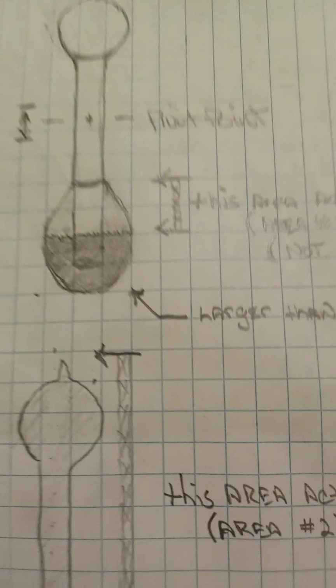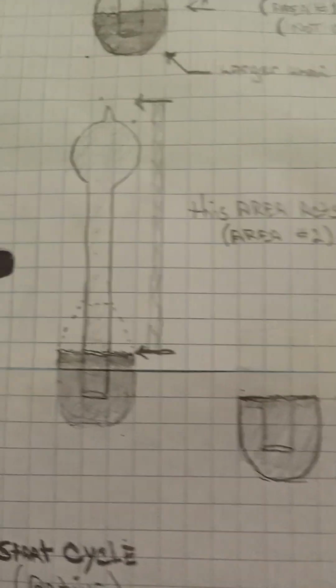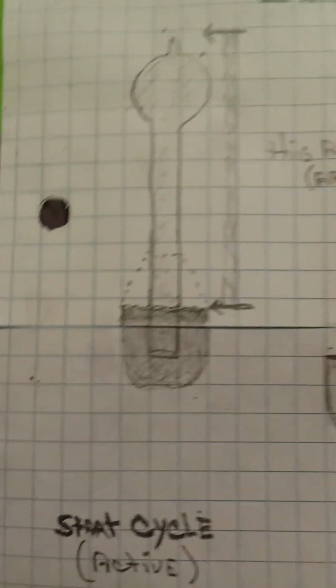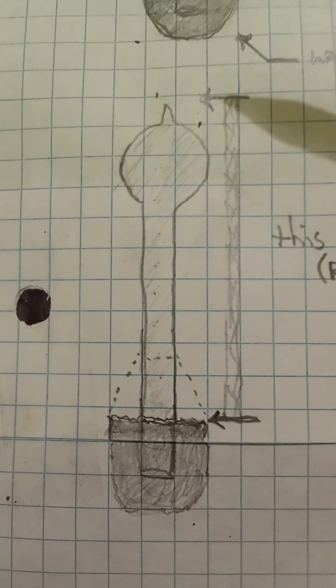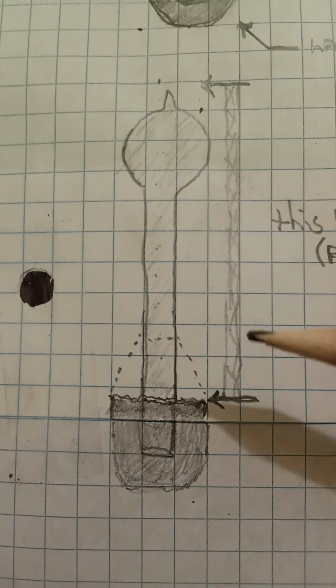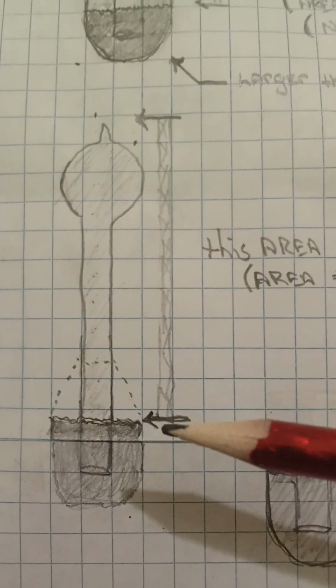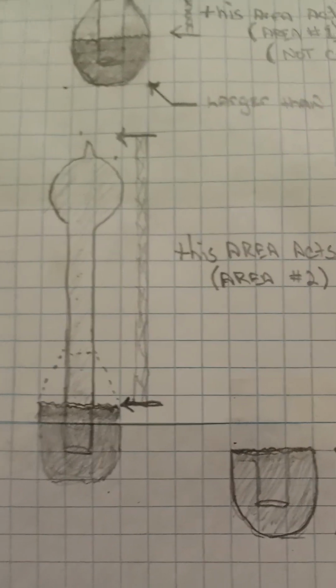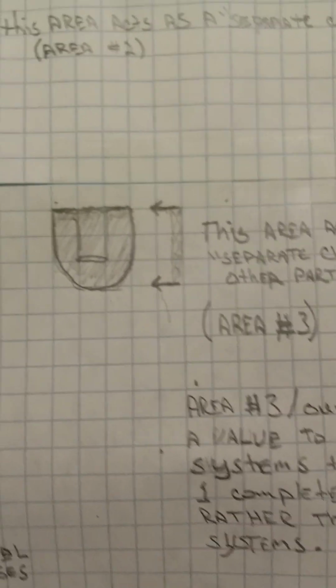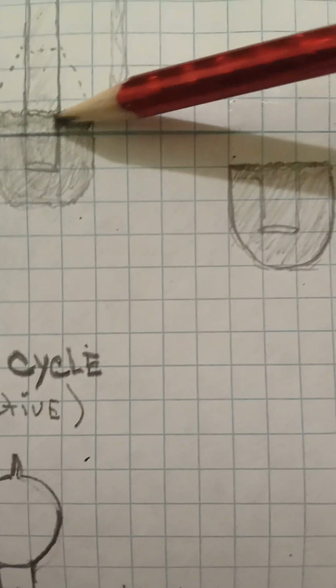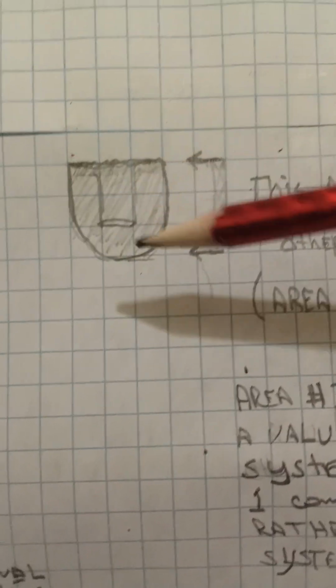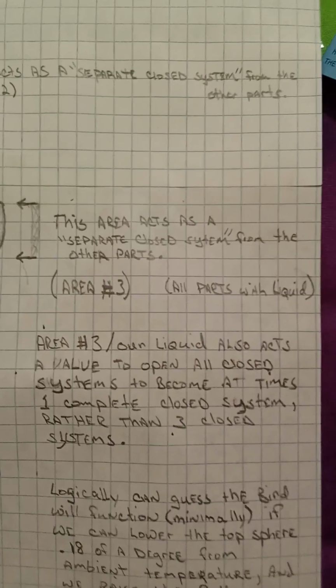Next, we shall look at the area that acts as another completely separate closed system from the other parts, area number 2. This includes everything except that which is included in area number 1. And in closing and discussion of the areas, we look at area number 3. This area acts as a separate closed system from the other parts and includes all parts that have liquid in them.